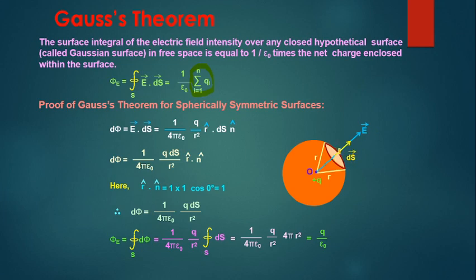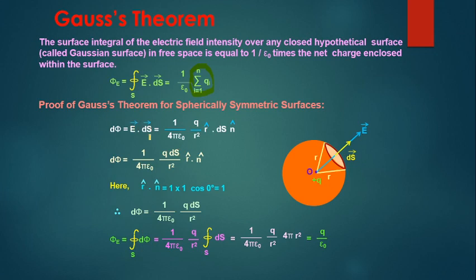This is perpendicular to the surface, which means E and ds are both in the same direction. So d phi is the electric flux. d phi is equal to E ds, according to the definition of electric flux.